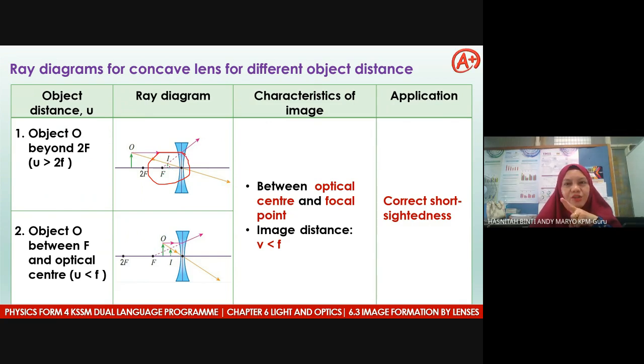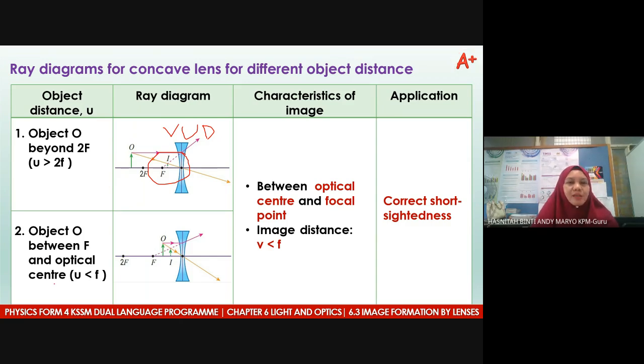So the image is virtual, upright, and diminished. Why virtual? Formed at the same side as the object, in front of the lens. Upright, because the object is above the principal axis, and the image is also above the principal axis. And the size is smaller compared to the object, so we call it diminished.